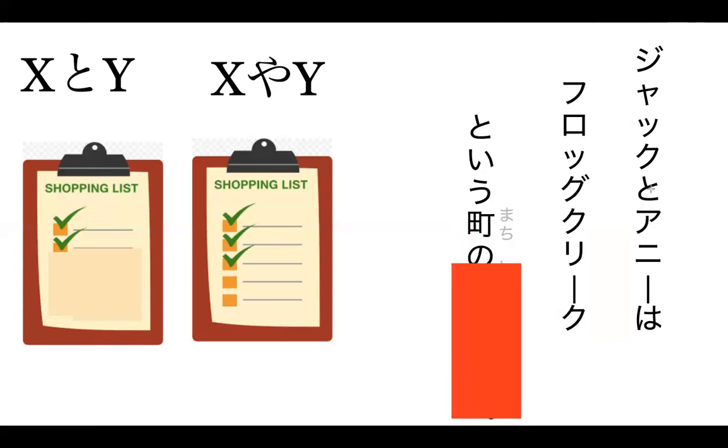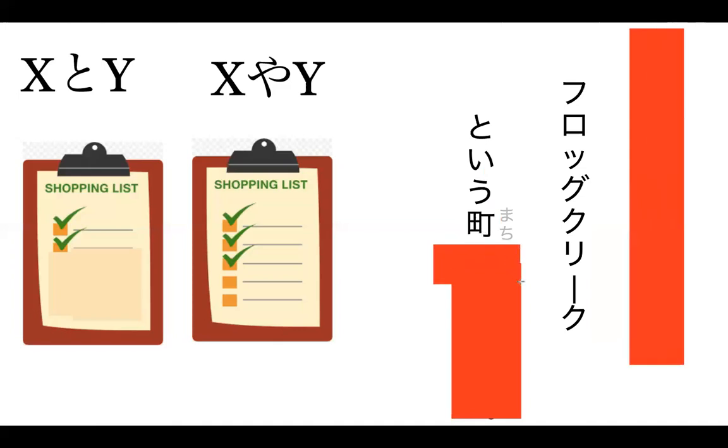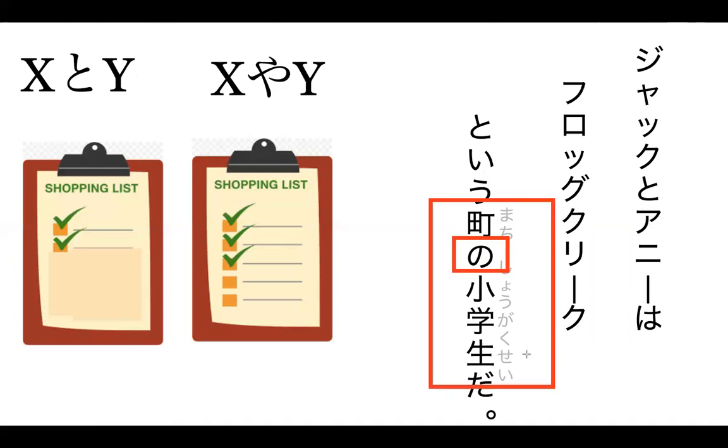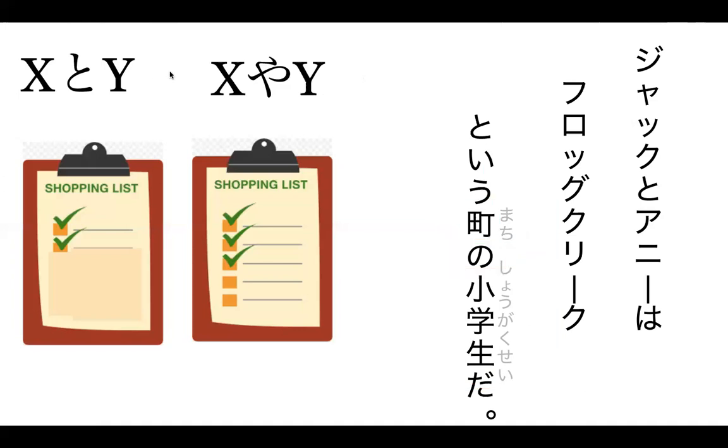Next is, what does this mean on its own? Furogu Kuriku toyu machi. That would mean the name of the city is Frog Creek. Yes. So now right over here, we have a little no connecting machi and shogakusei. What does that make this mean? It would make it possessive. So the town's kindergarten, primary school. Exactly. So it's saying Jack and Annie are elementary school students of the town called Frog Creek.